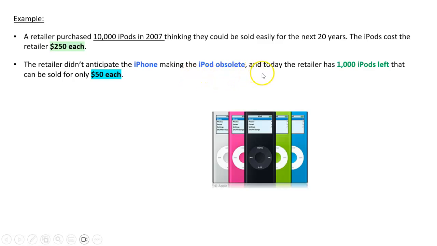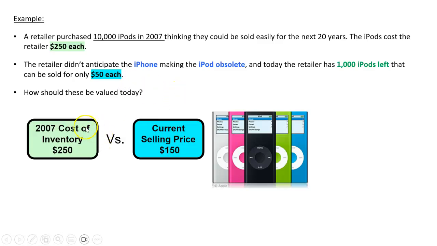And today the retailer has 1,000 of these iPods left, and they estimate that they can only be sold for $50 each. So in the real world, there will actually be businesses that do have iPods left over. They're still around. The thing is, you're not going to be able to sell them for more than they cost though. And that's what this topic's about. How should we actually value these iPods then?